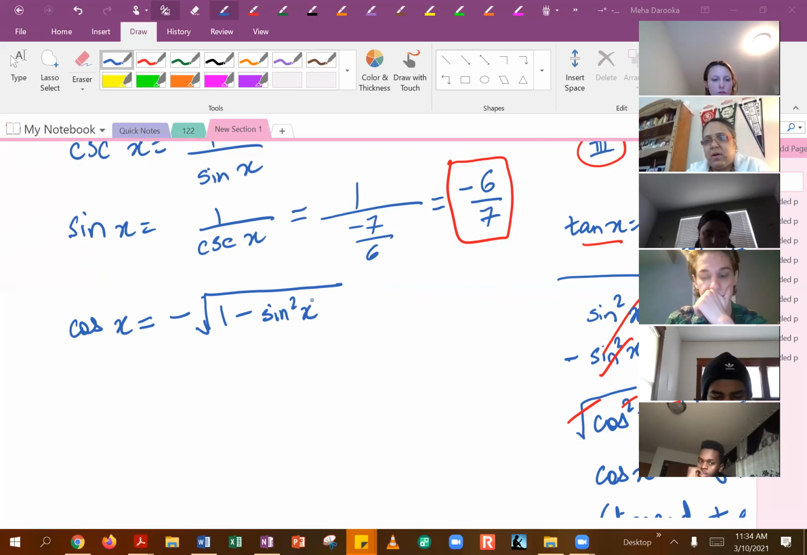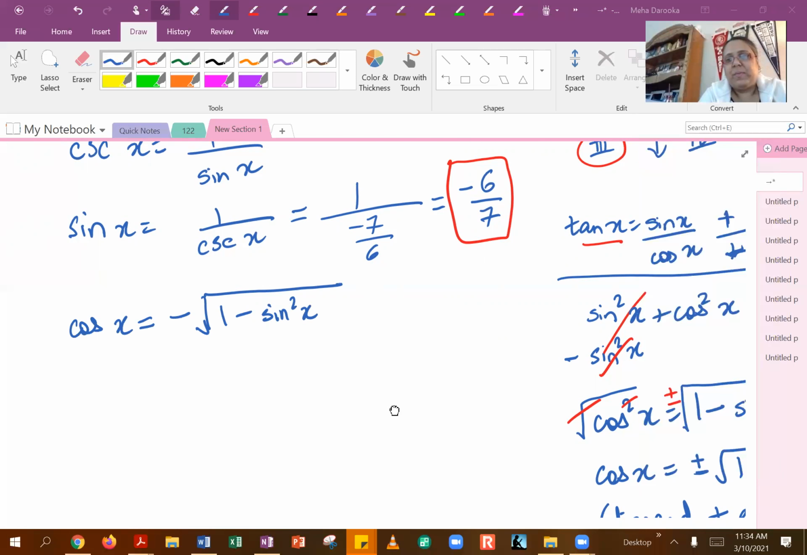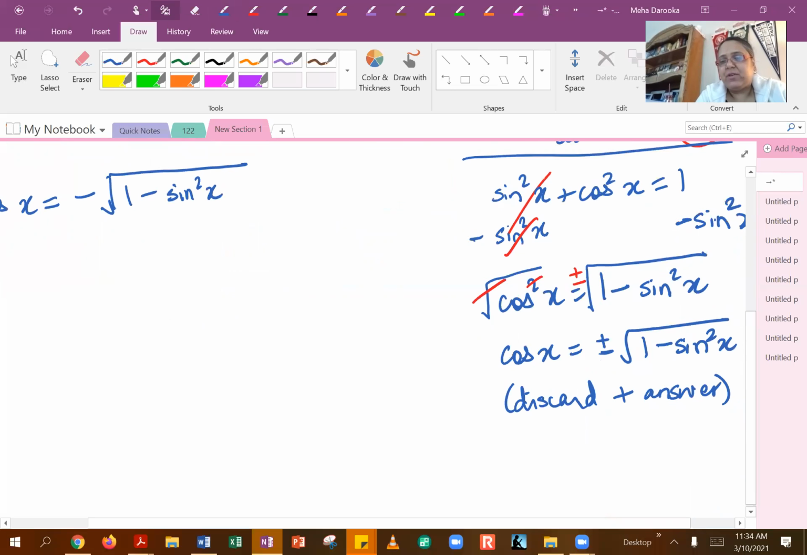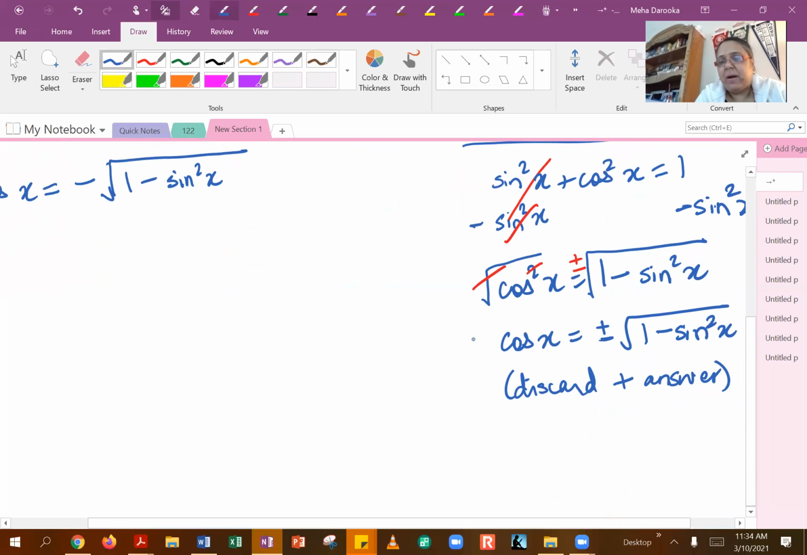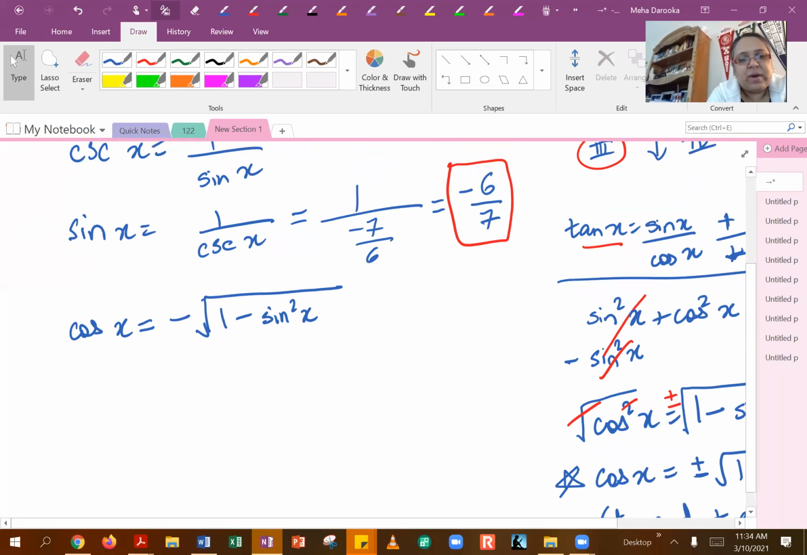Are you guys okay so far? So basically we are just rewriting that Pythagorean identity and solving it for our cosine function over here, and then just keeping the negative answer because we know our cosine function has to be negative. So now just go ahead and plug in your sine function on the right-hand side, and this will give us 1 minus, and then your sine function is negative 6/7, but then we have to square that.